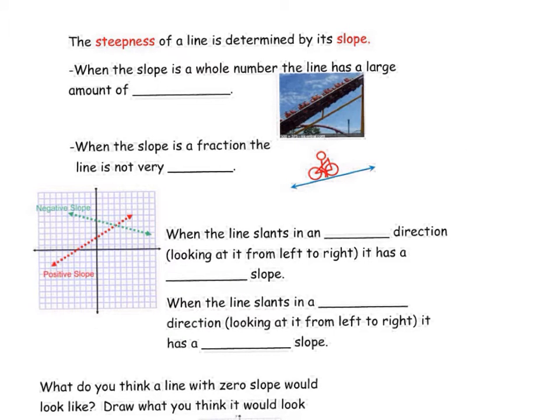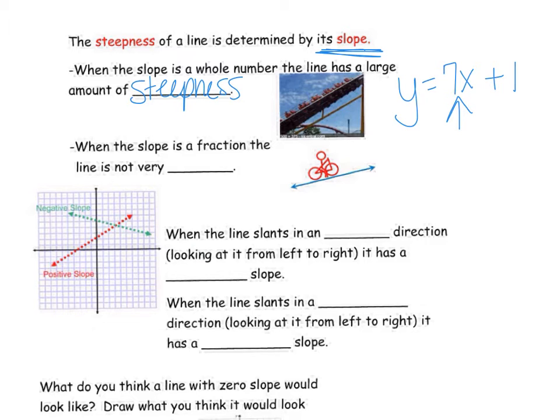The steepness of a line is determined by its slope. So whatever my slope is will communicate to me how steep the line is going to be. If I look at a line, for example, y equals 7x plus 1, and my slope is a whole number, remember slope is the number right here in front of x, then that tells me that my line is going to have a large amount of steepness, because the slope is a whole number.